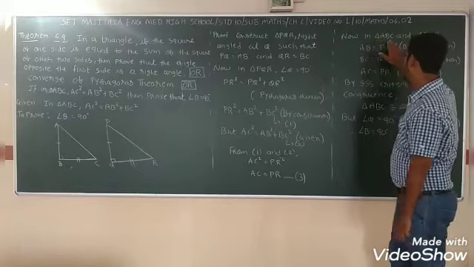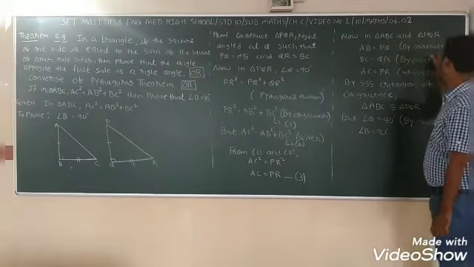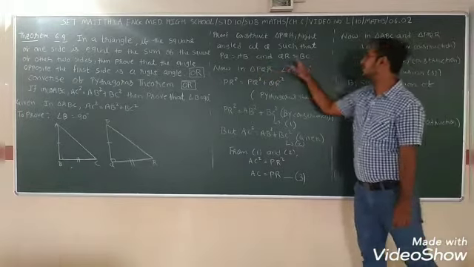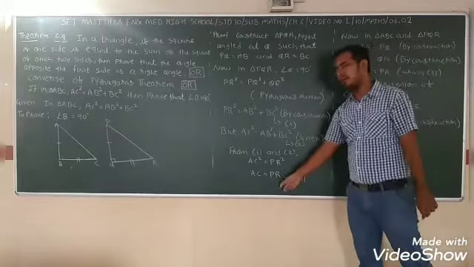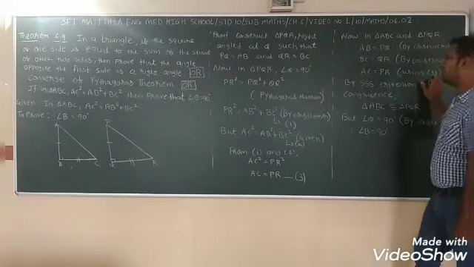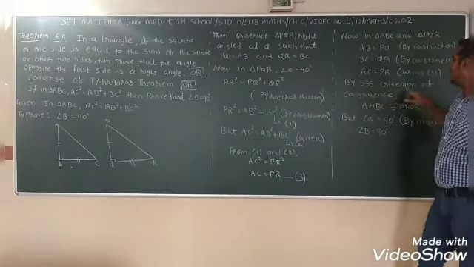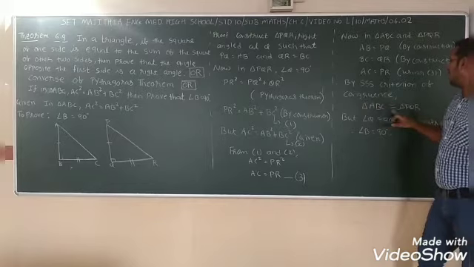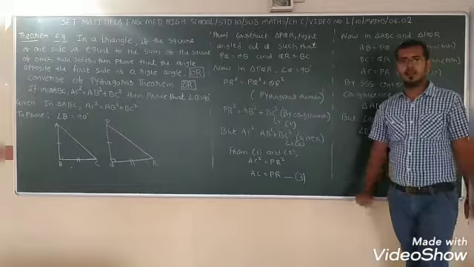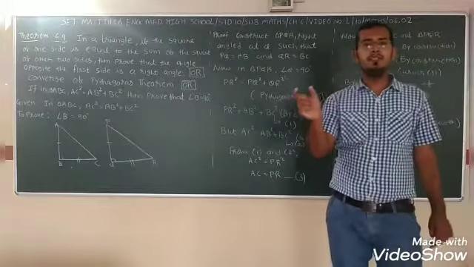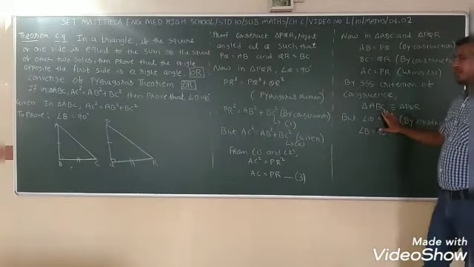Now, in triangle ABC and triangle PQR, AB is equal to PQ by construction. BC is equal to QR by construction, and AC is equal to PR, which we proved in equation 3. So all three sides are equal. So by SSS criteria, the triangles are congruent. We already learned this in standard 9. Then we write by CPCT, corresponding parts of congruent triangles, we can write the things, okay?